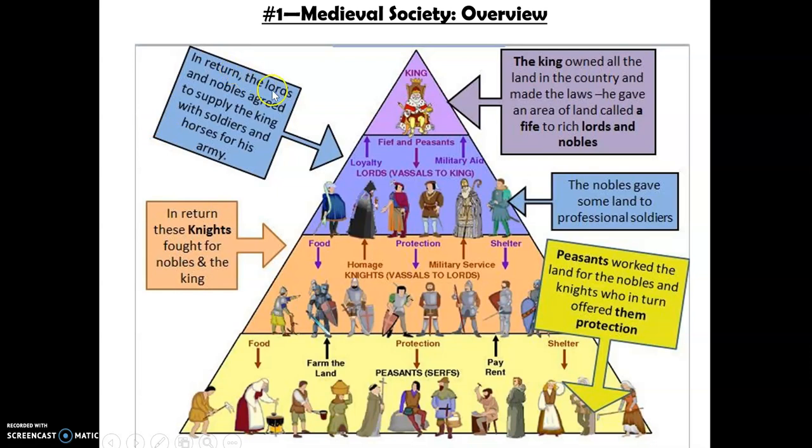In return, the lords and nobles agreed to supply the king with soldiers and horses for his army. They supplied him with soldiers and money and infrastructure and things the king needed. And in turn, the king gave them things he had: money, food, building supplies to make castles for themselves, and things like that.